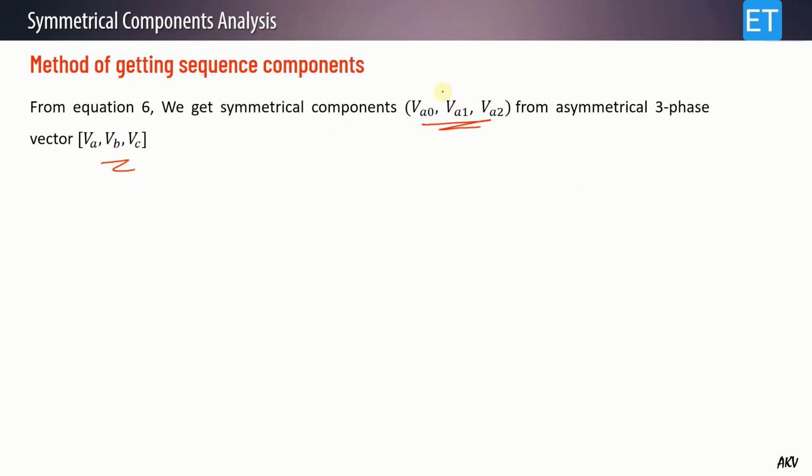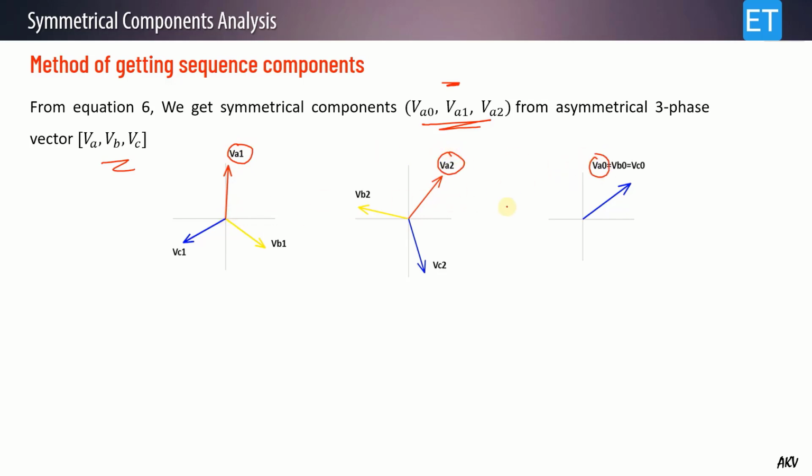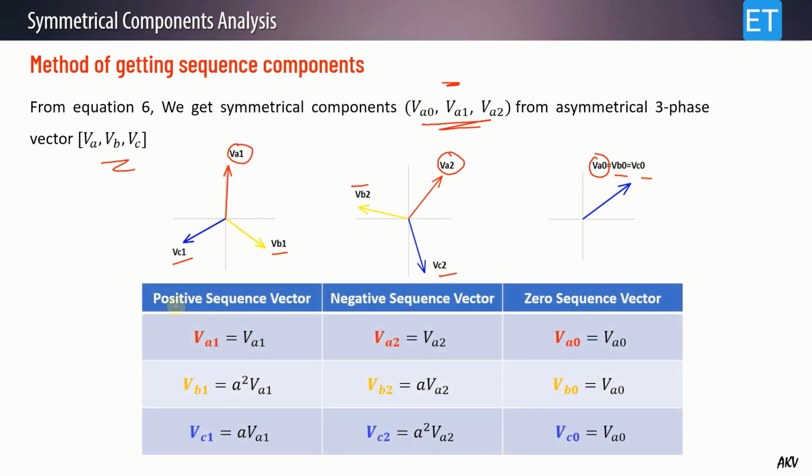Once I find all these three, VA0, VA1 and VA2, you can see that from this set of symmetrical components I have found only three components, the VA1, VA2 and VA0. Only these red components I have found. So what about the blue and yellow components in each group? You can find this from this table. All the positive sequence members, the VA1, this one, the VB1, this one, and the VC1, this one, you can find like this.